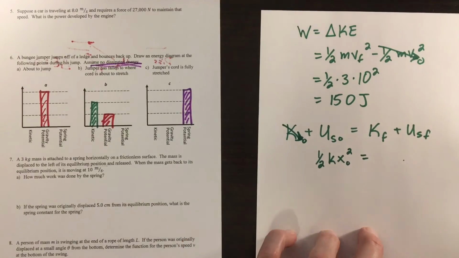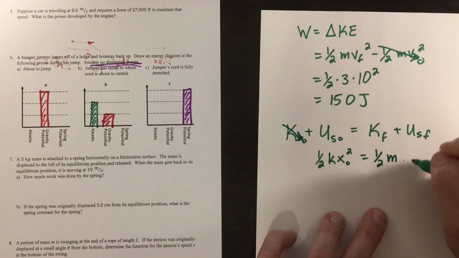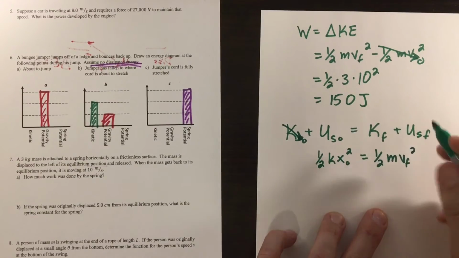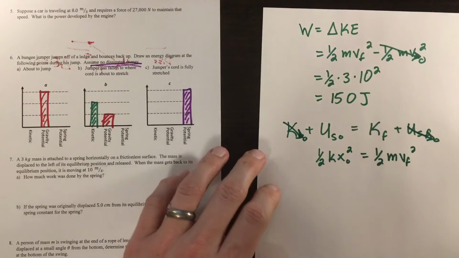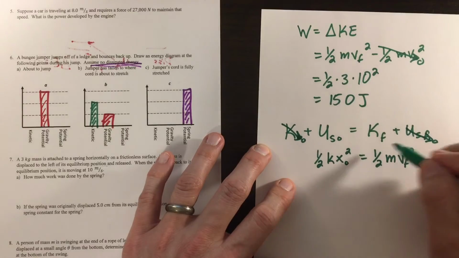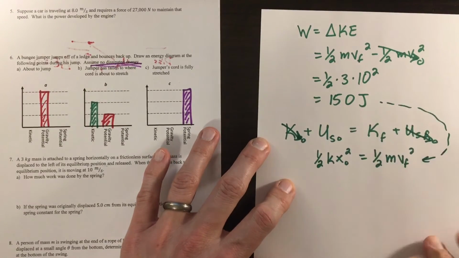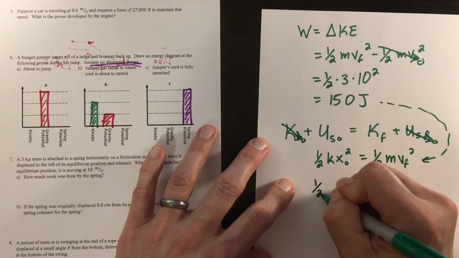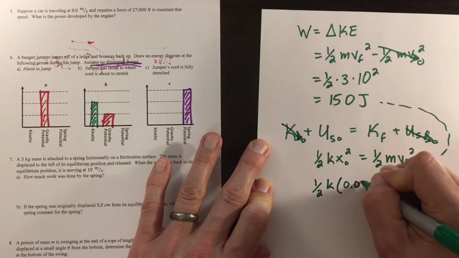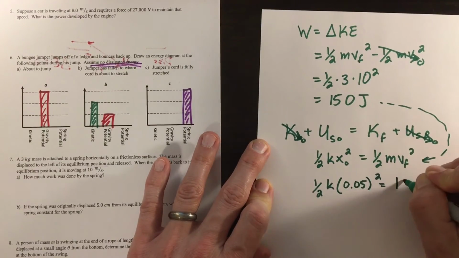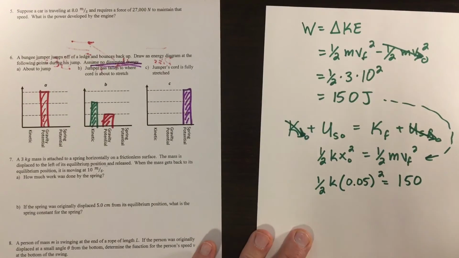Then at the end, at the equilibrium position, we have all kinetic energy. So 1/2 mass times final velocity squared. But we don't have any spring energy because at the equilibrium position, there is no spring energy left. All right, so from here, we can go ahead and just plug in that number. So 1/2 times K times the original compression, which is 5 centimeters, that's 0.05 squared, is going to be equal to 150 joules. All right, so multiply by 2, that gives me 300.